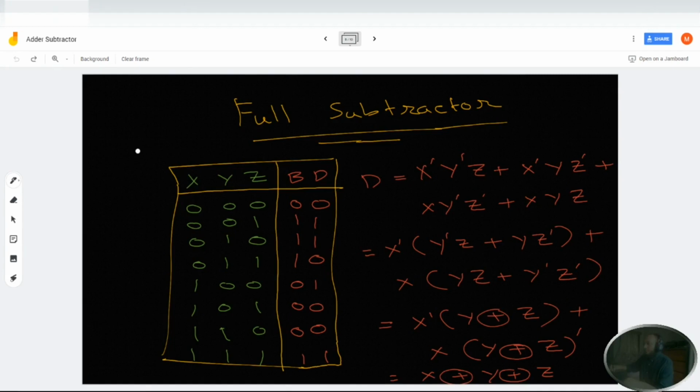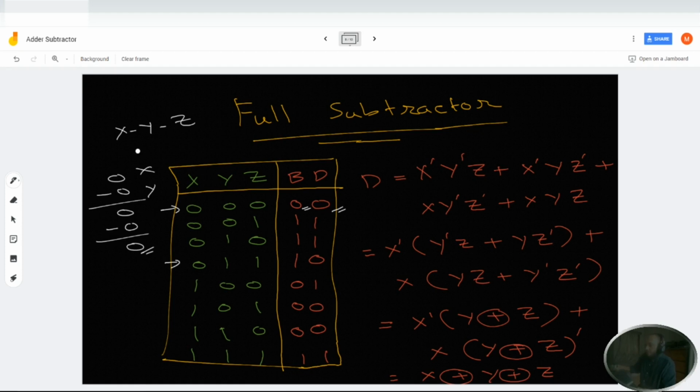For full subtractor we need to find x minus y minus z. So let's see how we can find them. For the first pattern we will find 0 minus 0 as 0. So this 0 is our x and this 0 is our y. And if we subtract z from the result of x minus y, then we will find 0 again. So this is our difference. And as we didn't borrow anything, our borrow is also 0 in this case.